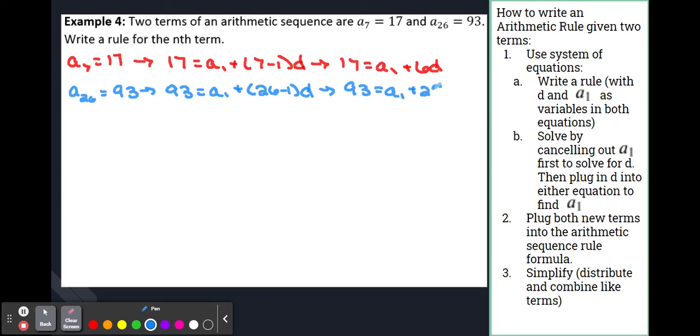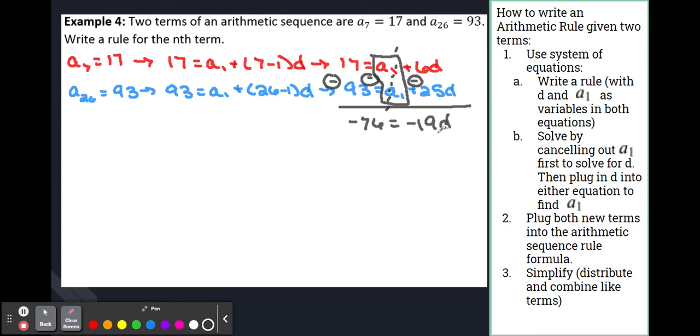So here is how we're going to solve this. What you're going to notice is that your a sub 1s are nice, perfect, exactly the same, and they will easily cancel out when you solve by subtracting. So if I subtract these, those a sub 1s will cancel, and easy subtract, we get negative 76 equals negative 19d, and d comes out to be 4. Once you have d, we do exactly like we did in the previous, or actually how you do any substitution problem, plug back in and find a1 now.